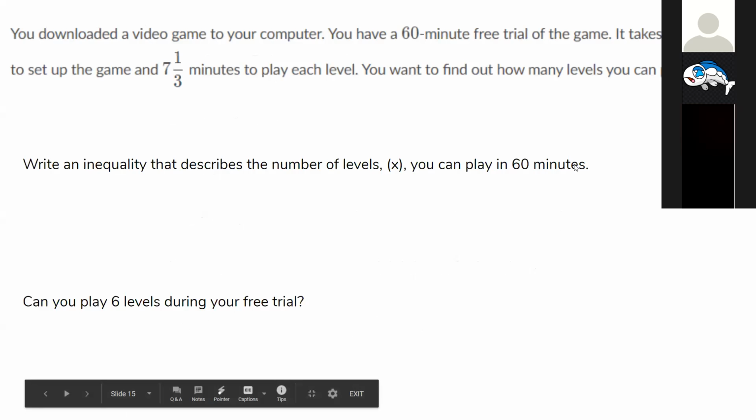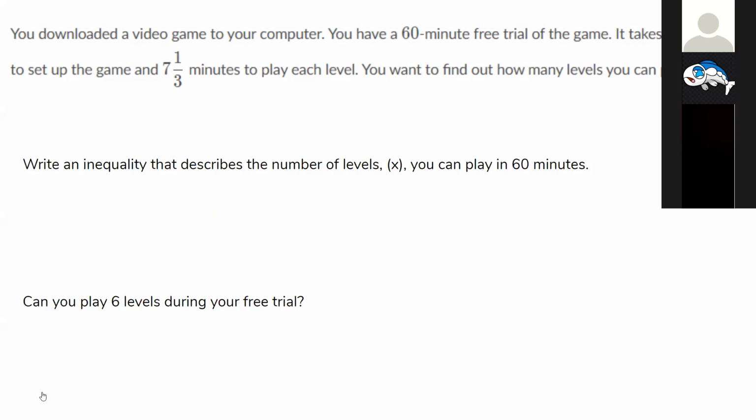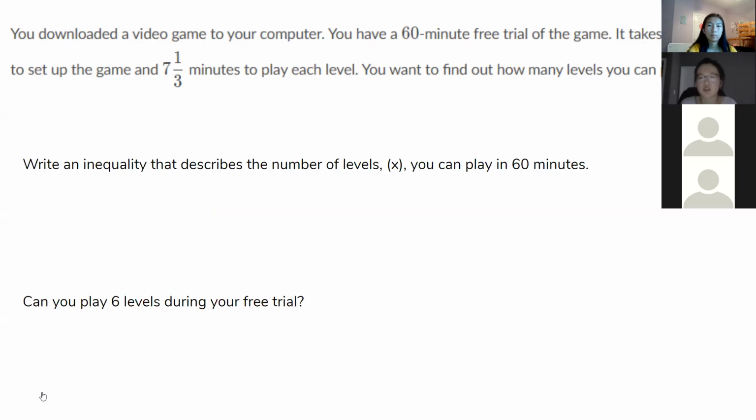So here's another word problem. You downloaded a video game to your computer. You have a 60-minute free trial of the game. It takes 5 1/6 minutes to set up the game and 7 1/3 minutes to play each level. You want to find out how many levels you can play for free. Write an inequality that describes the number of levels x you can play in 60 minutes. And then after we find the inequality, we want to solve the question: can you play 6 levels during your free trial?